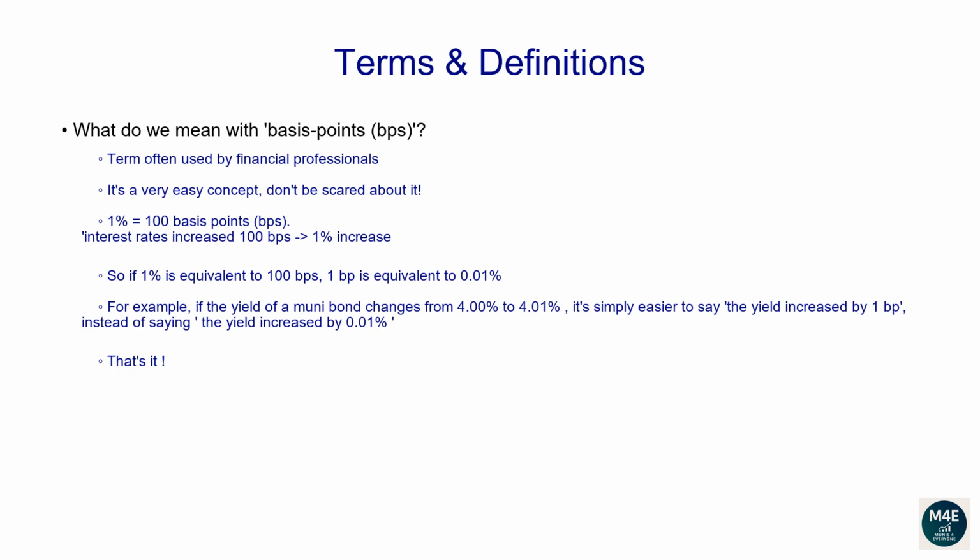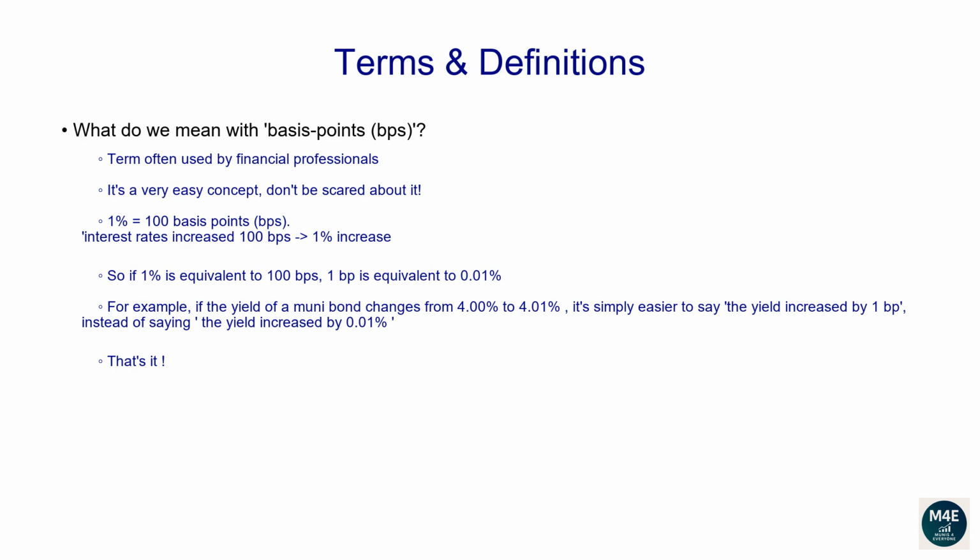What do we mean with basis points? Basis points. This is a term often used by financial professionals. It's a very easy concept. Don't be scared about it. 1% equals 100 basis points. If interest rates increased 100 basis points, that's a 1% increase. So, if 1% is equivalent to 100 basis points, 1 basis point is equivalent to 0.01%.